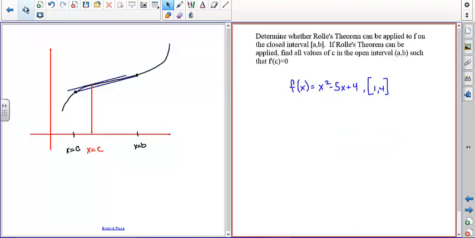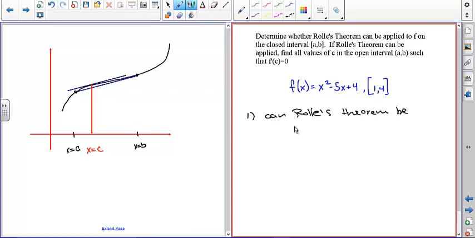Okay, so here's a Rolle's theorem example. It says, determine whether Rolle's theorem can apply for a function on the closed interval a to b. If Rolle's theorem can be applied, find all values of c in the open interval a to b such that f prime of c equals 0. Okay, so the first thing is to determine whether Rolle's theorem can be applied. Can Rolle's theorem be applied?